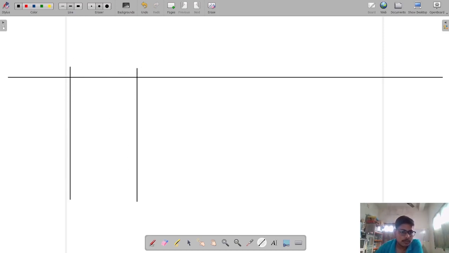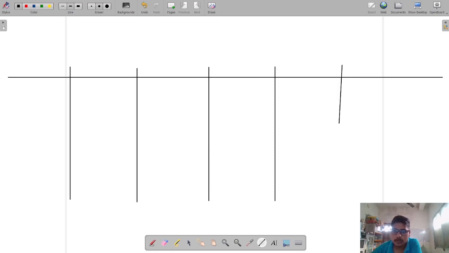This is for another example. This is for another example. This is for another example. I don't know how many examples I'm gonna do. So I'm just drawing the lines.